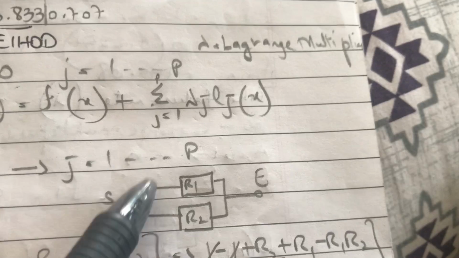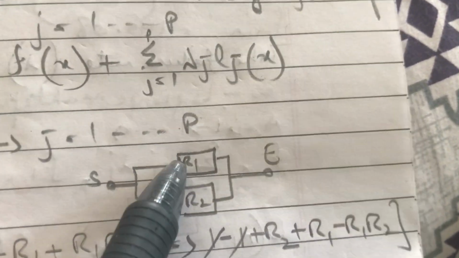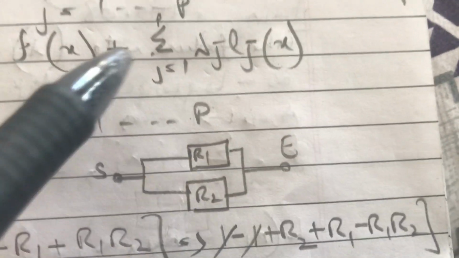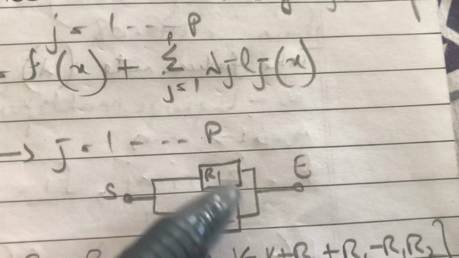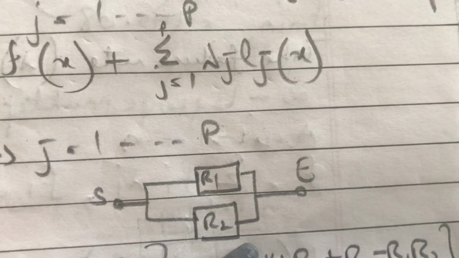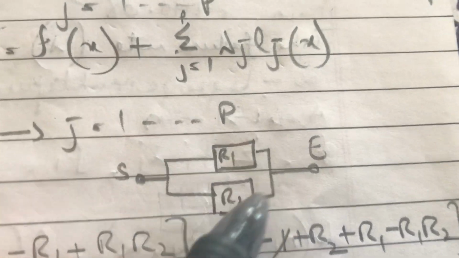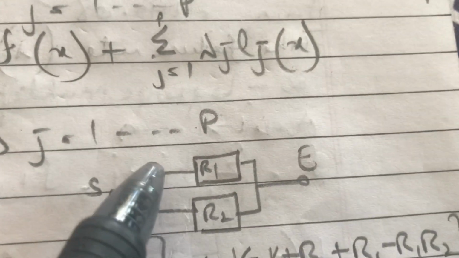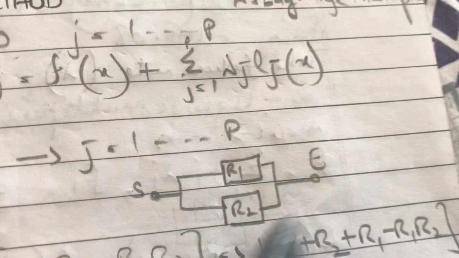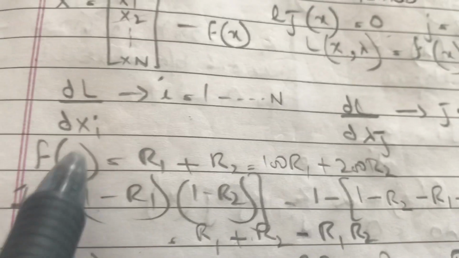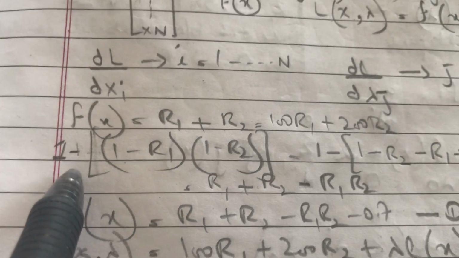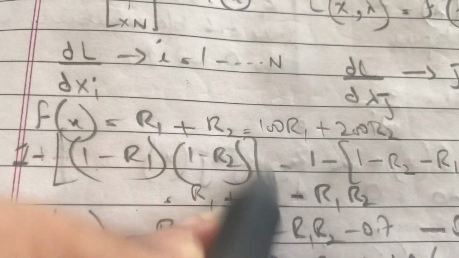Now say we have an RBD in parallel, that is R1 and R2. We have two reliabilities in the form of parallel, R1 and R2, and we have to find these reliabilities. So how are we going to find them through the Lagrange multiplier? Let's see. You know that we can write R1 and R2 in the form of 1 minus R1 times 1 minus R2.